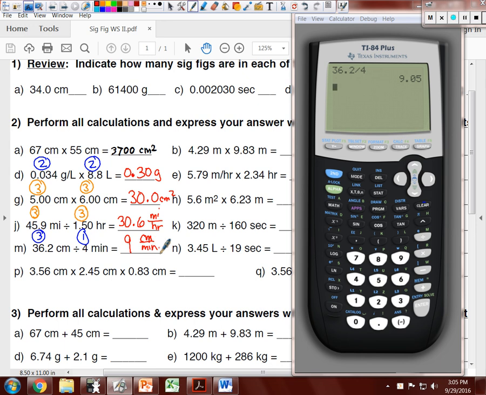I know what you're thinking. What in the world is centimeters per minute? It's like a slug, right? Like a snail. It's a snail's pace.